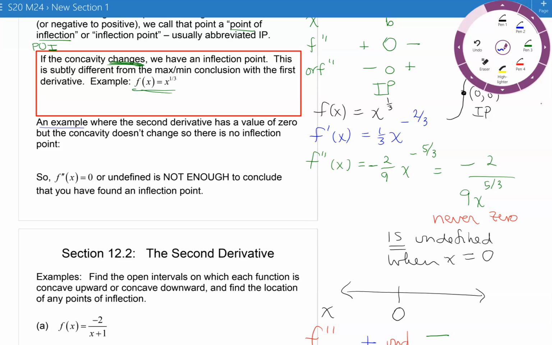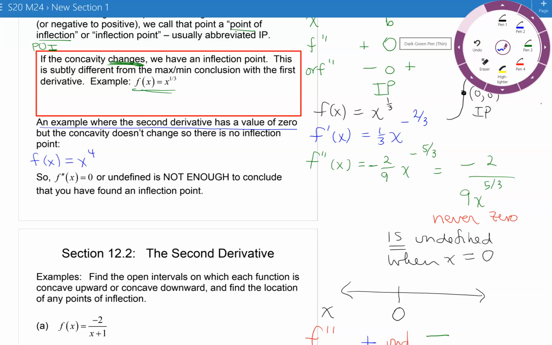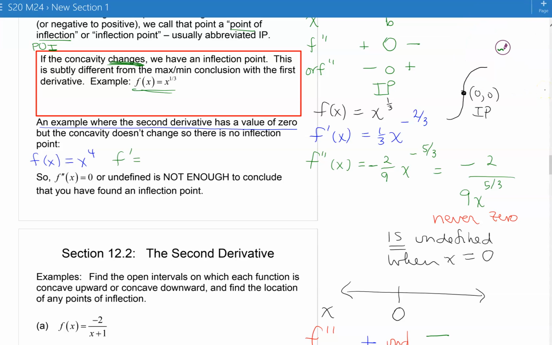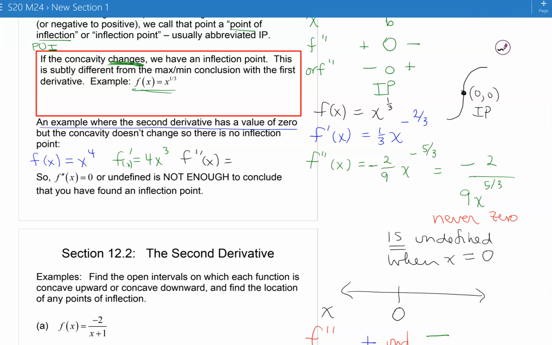So here's an example where the second derivative is 0, but the concavity doesn't change. If I have f of x equals x to the 4th, my first derivative will be 4x cubed, and my second derivative will be 12x squared. Well, I can see that f double prime is 0 when x equals 0.